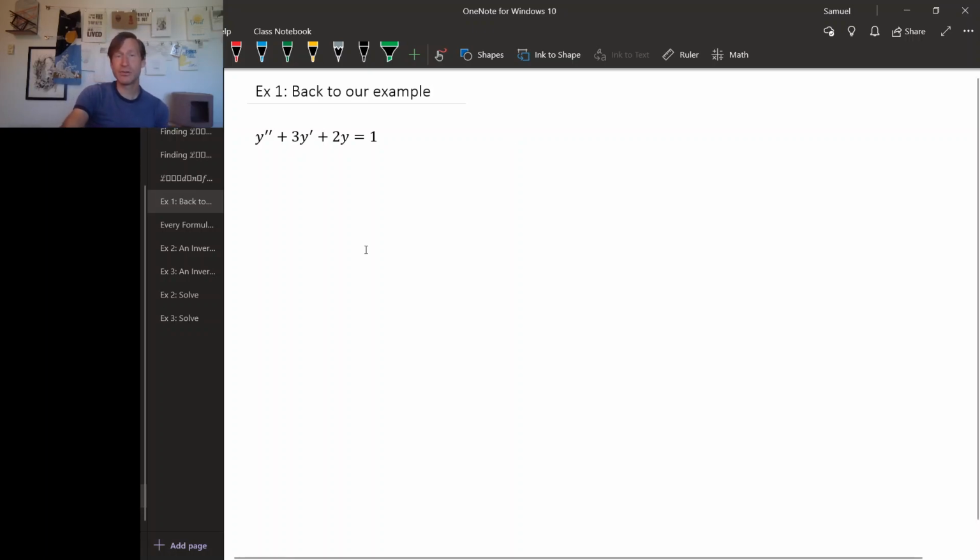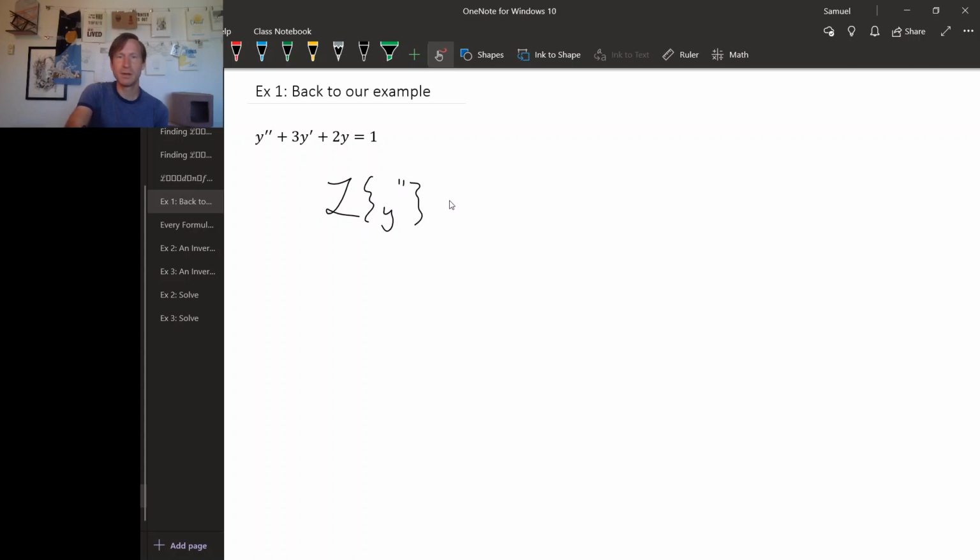All right, now that we know how to handle the Laplace transform of a derivative, let's come back to this differential equation and see what the Laplace transform does to it. So if we hit both sides of this equation with the Laplace transform and use the linearity property of the Laplace transform, we get the Laplace transform of y double prime plus 3 times the Laplace transform of y prime plus 2 times the Laplace transform of y equals the Laplace transform of 1.